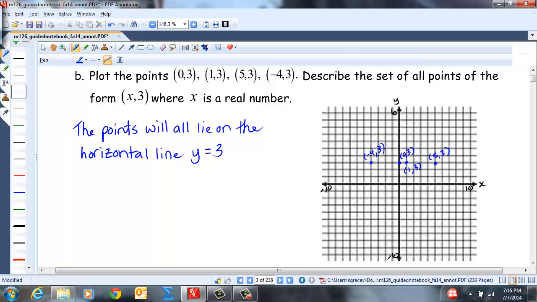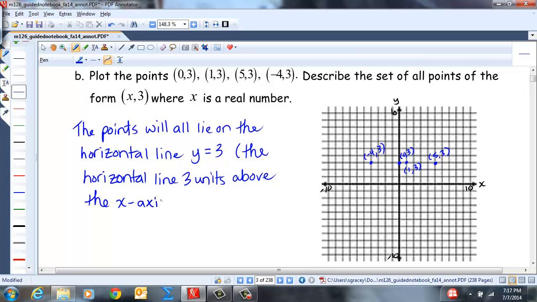When you're talking about lines and you say y equals 3, that's the horizontal line with the y-intercept (0, 3). But we'll put in parentheses to describe this. This would be the horizontal line three units above which axis? Good, the x-axis. Okay? All right, moving right along.